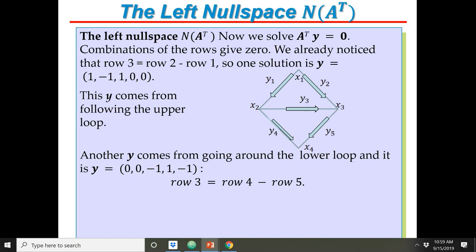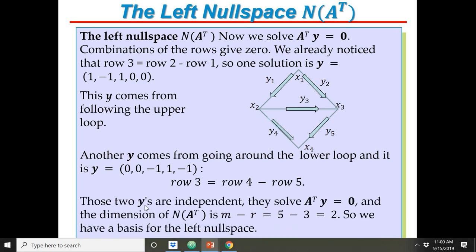So the left null space, you remember M is equal to 5, R is equal to 3, so M minus R is 2, so it's not surprising that we already have computed the two basis vectors of the left null space. Okay.